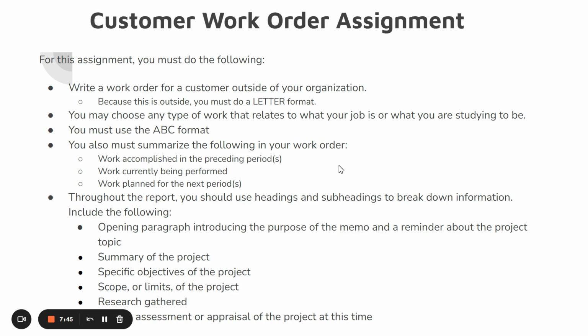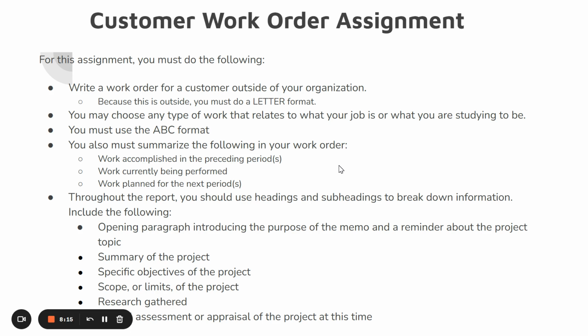So here is the customer work order assignment. So this is what you need to make sure that you do. You are going to write a work order for a customer outside of your organization. Because it's outside, you must do a letter format. And if you do not remember how to write a letter, I recommend going back to Unit 2, looking at the student example, or looking at the video if you need help with that.